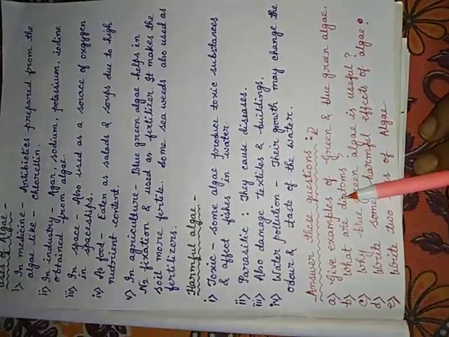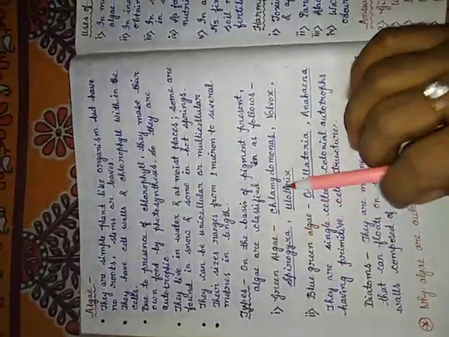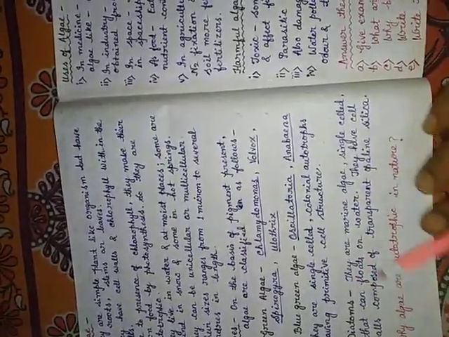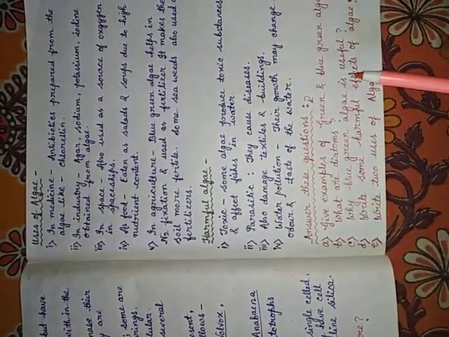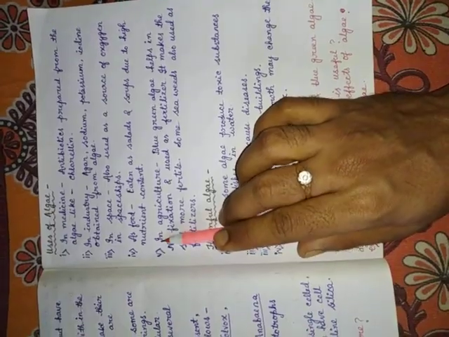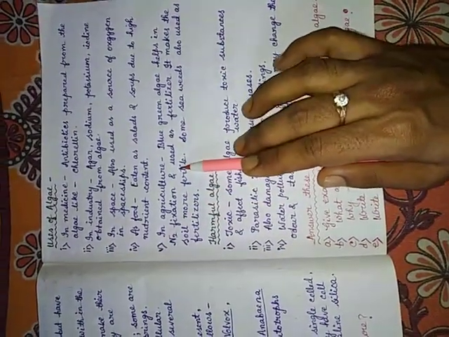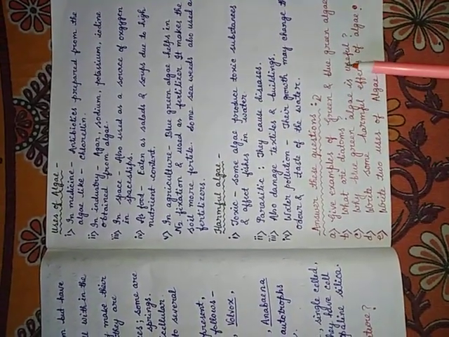Now we have to write the questions. Number one, give examples of blue green algae and green algae. You have to write from these scientific names, and you must underline the words. Number two, what are diatoms? The definition of diatoms is given here. Write it in the copy. Next, why is blue green algae useful? You have to write that it helps in nitrogen fixation, is used as fertilizer and makes the soil more fertile. So blue green algae are very useful.